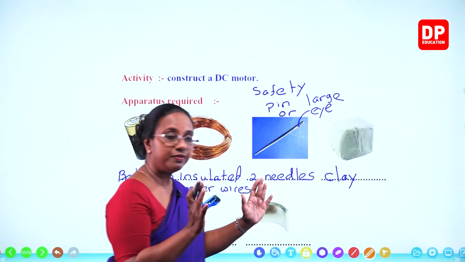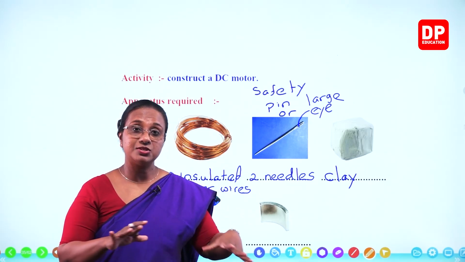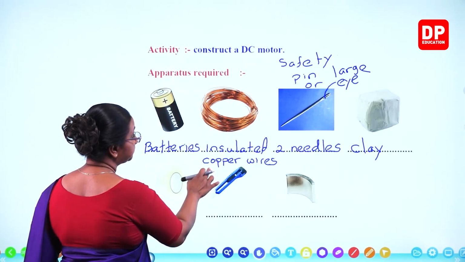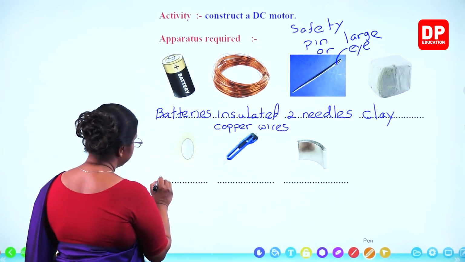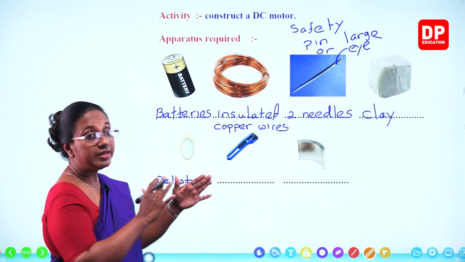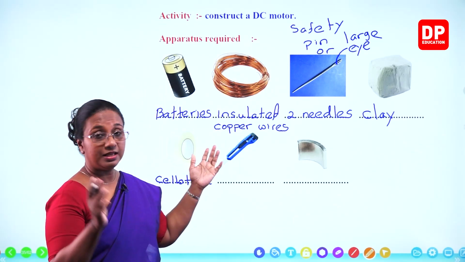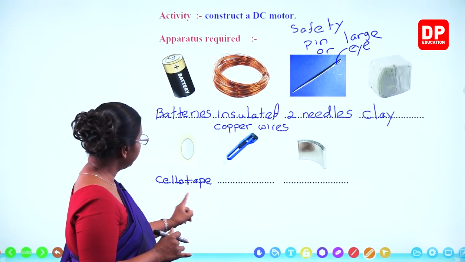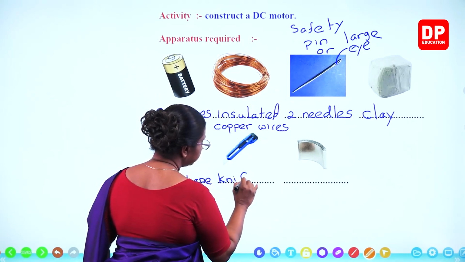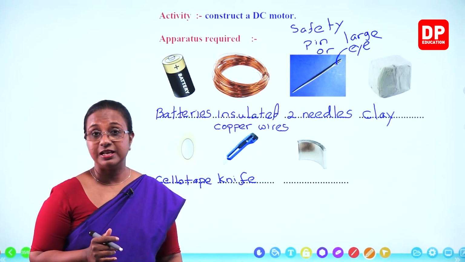Then we need clay. Now this clay is to fix all these components together and also fix it to the table so that it doesn't move. So for that you need the clay or even matte clay. Either one is fine. Then we need sellotape. Sellotape again to fix them together, the batteries with the needles connected to the battery and all that. To fix it together, we need the sellotape. Then we need a knife in order to remove part of the insulation in the insulated wire.